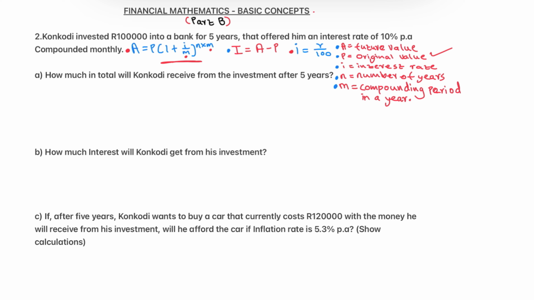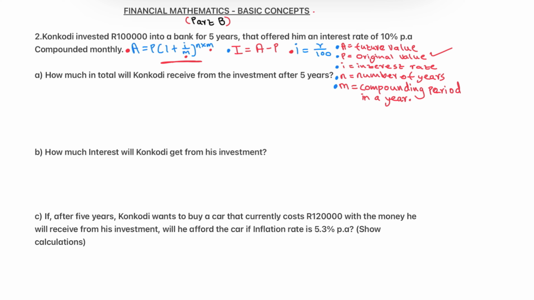So sometimes M will be 4 if they said compounded quarterly. Sometimes M will be 2 if they said compounded semi-annually, meaning in semesters. We only have 2 semesters in a year, right? And sometimes M, like in this specific question that we're going to deal with right now, will be 12 because they said compounded monthly. Why? Compounding period in a year means how many months do we have in a year? We have 12. So if they compound every month, then we need to divide our I by 12 and multiply the number of years by 12.